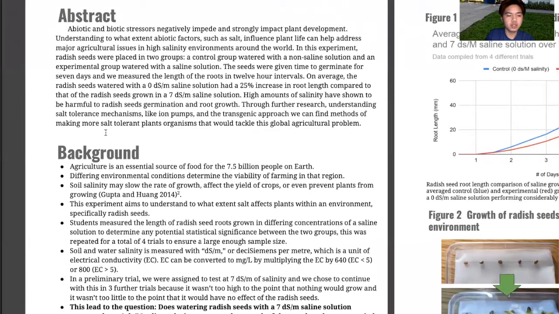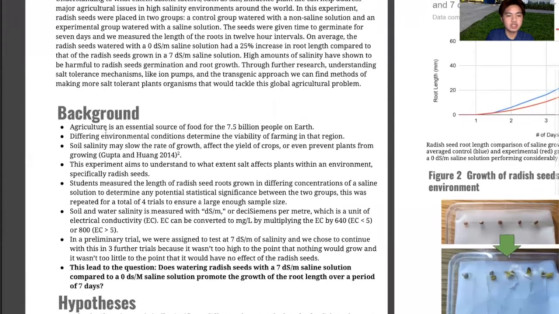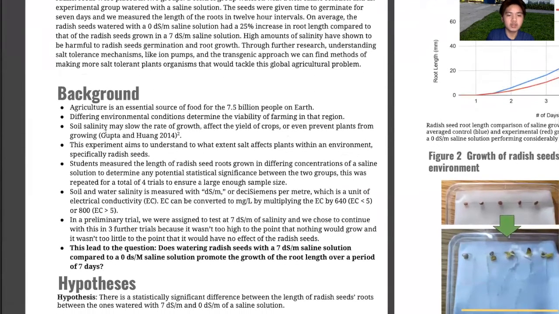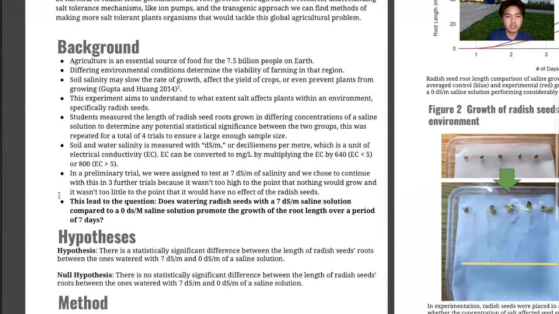We've learned that soil and water salinity is measured in decisiemens per meter, a unit of electrical conductivity, and that soil salinity may impede plant growth. So, we set out to answer this question. How does watering radish seeds with a 7 decisiemen per meter saline solution compared to a 0 decisiemen per meter saline solution promote the growth of the root length over a period of 7 days?